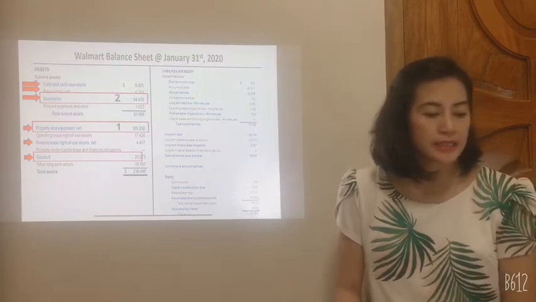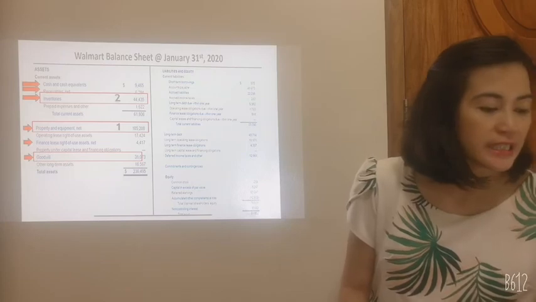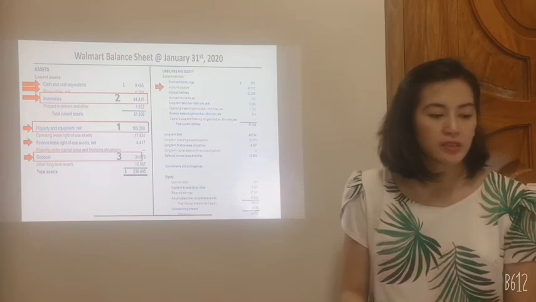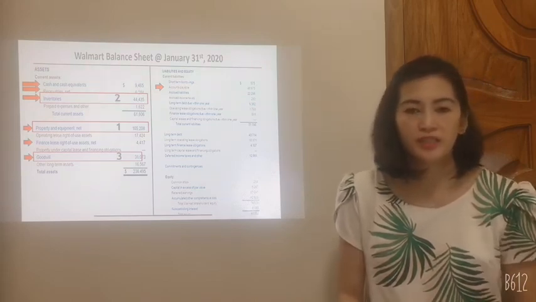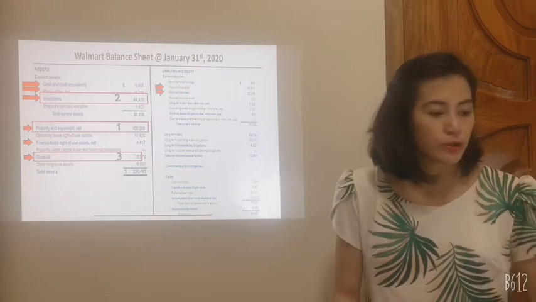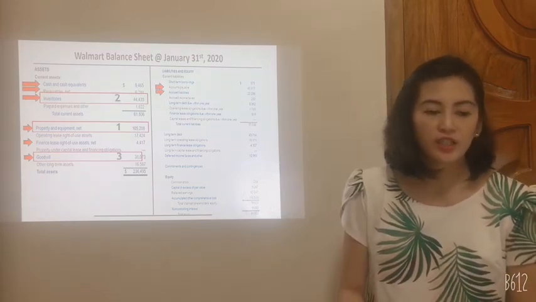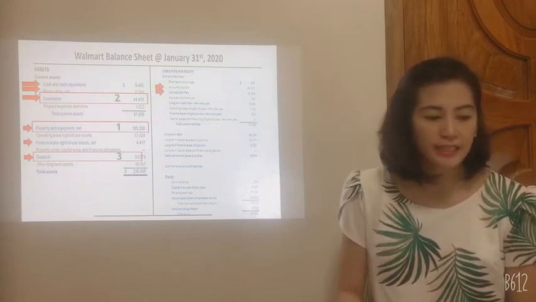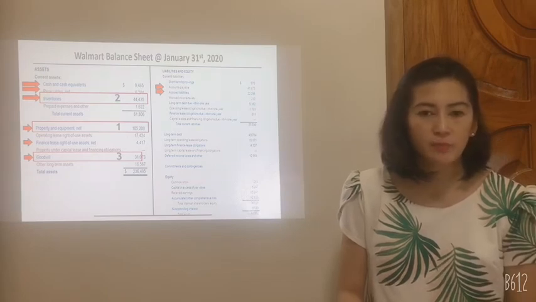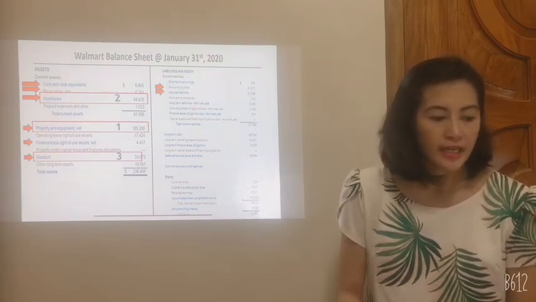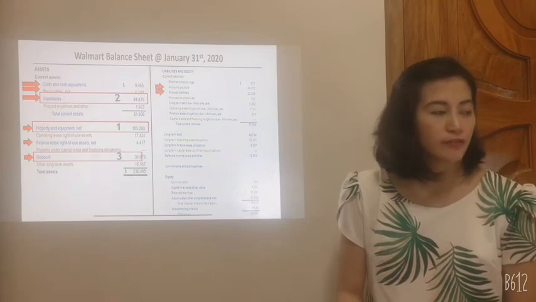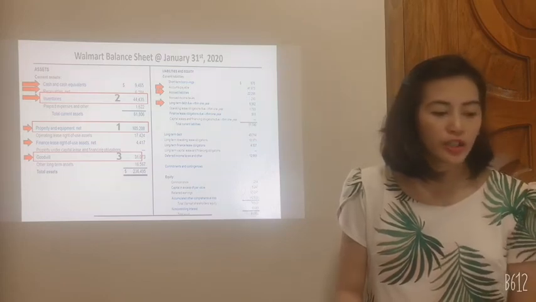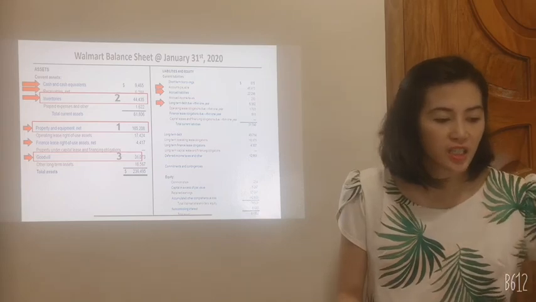On the liabilities and equity side of the balance sheet, accounts payable, these are invoices received from suppliers but not yet paid. Accrued liabilities consist of, amongst others, accrued wages and benefits, insurance-related liabilities, accrued taxes such as payroll and sales tax, and deferred gift card revenue. Long-term debt due within 1 year.